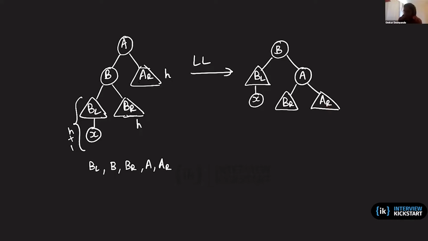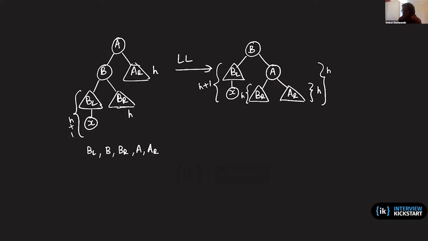What about the heights? Let's see. A sub R is height H. B sub R is also height H. This is height H plus 1. So obviously with the ancestor node A, the height is now going to be H plus 1. That means the overall tree up to B will have height H plus 2.